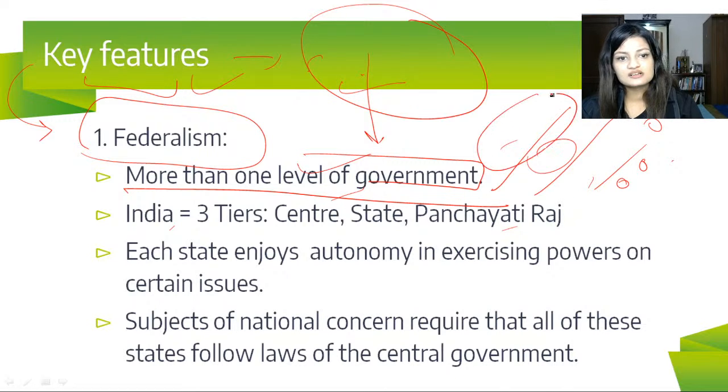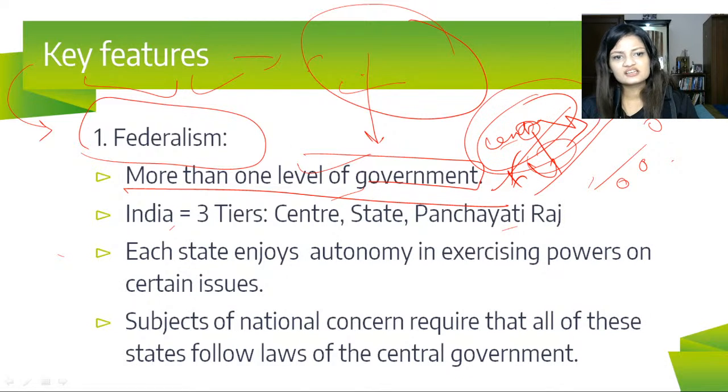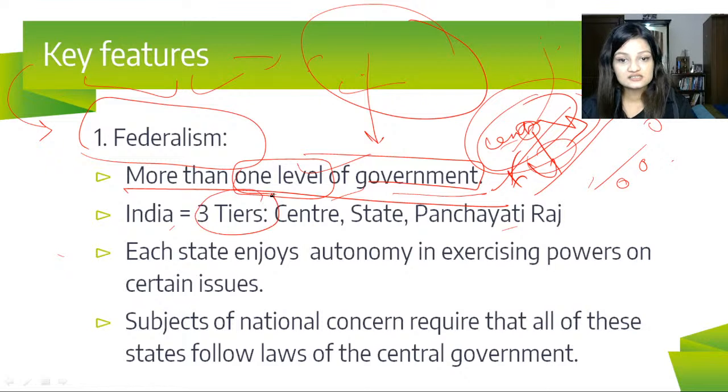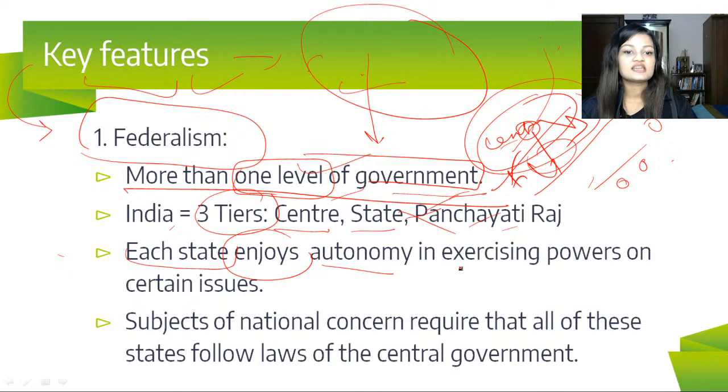So it is impossible for only one central government to actually govern all of them and to look after their needs. So we came up with a very smart idea, and we said that only one government can't actually take care of so many people, so let's have more than one level of government. And then we came up with these three tiers. This was center, state, and the local government, which is basically panchayati raj and municipal corporations. So each state enjoys autonomy in exercising powers on certain issues.